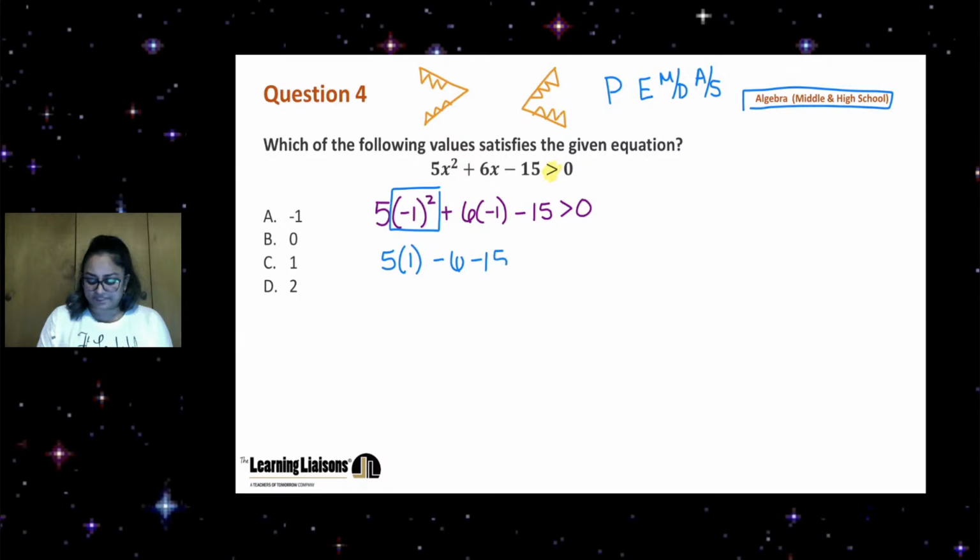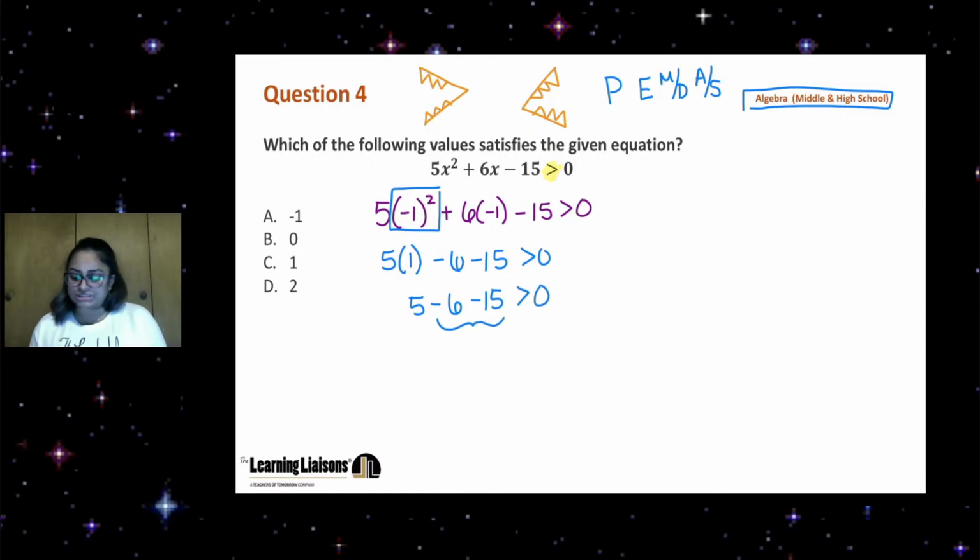Keep the -15 greater than 0. That is 1 minus 6 minus 15 is greater than 0. There is no way that these large negative numbers are going to be larger than 0. So unfortunately, -1 does not work.